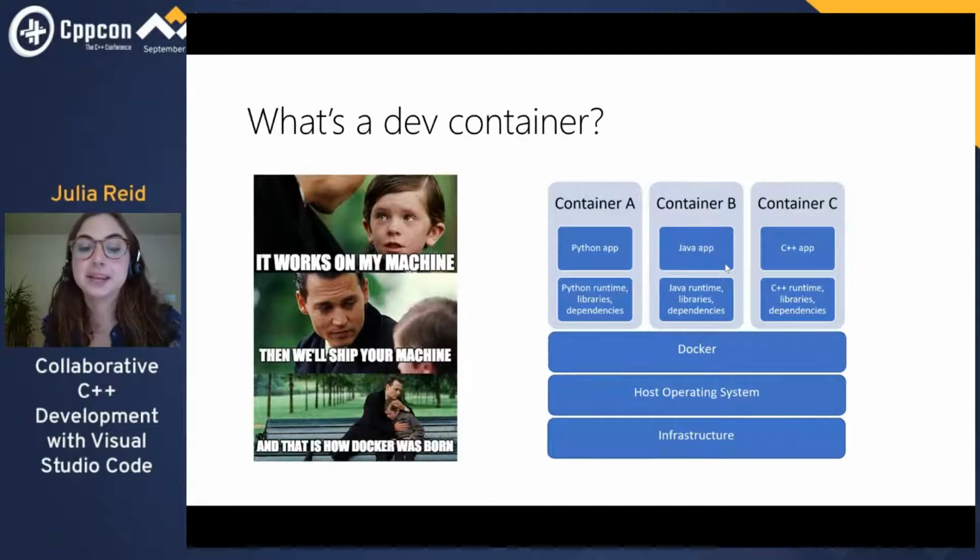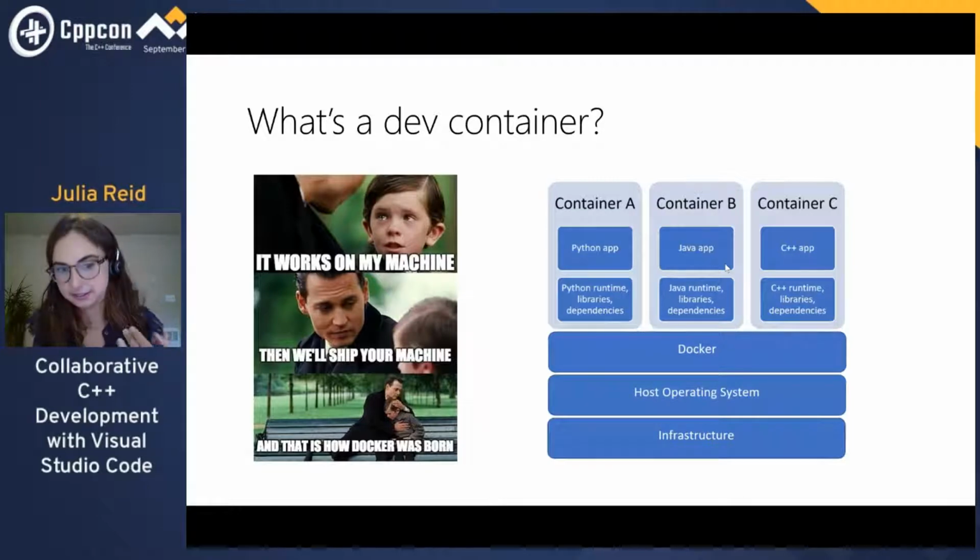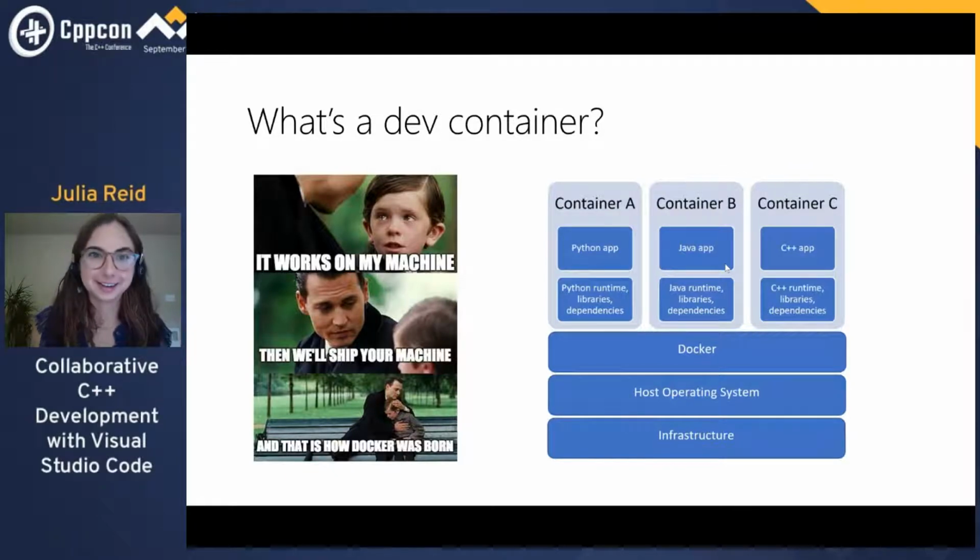A container is made from an image, and you use a Dockerfile to describe the contents of this image, such as the operating system, any build tools that you want to have installed. And then once that image is run, it becomes a container.